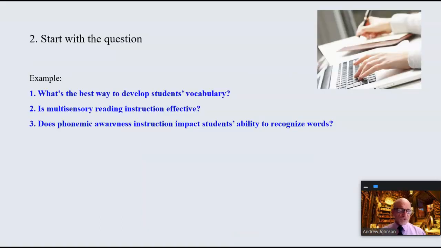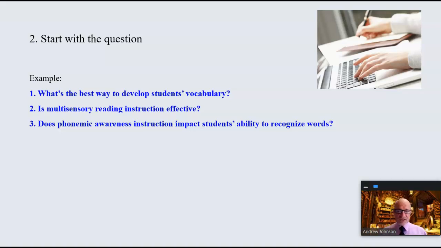It's always good to start your literature review, the whole process, with a question. This guides everything. What's the best way to develop students' vocabulary? That's my question, an example of a question. Therefore, everything I look for, my notes, my journal articles, are related specifically to the question. That does not mean that your question cannot change. Questions often change, but start with a question.